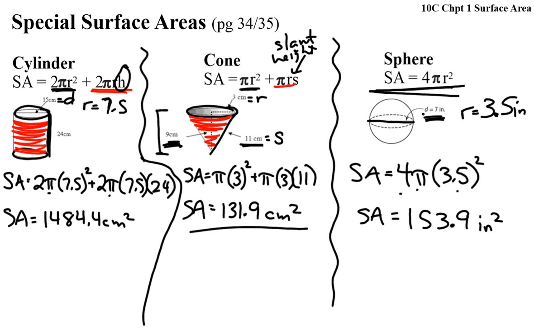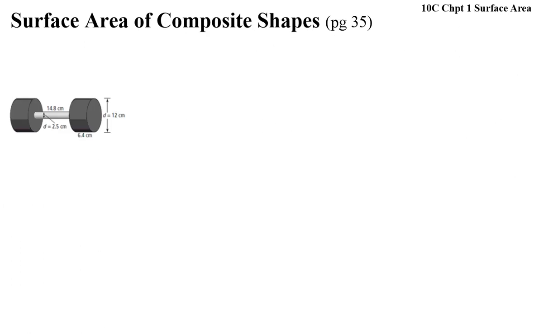There's 3 special surface areas where you don't have to identify all the bits and pieces yourself. The formula would be given to you. And the last one that needs to be talked about are composite shapes. Composite shapes are shapes when you have multiple solids put together.